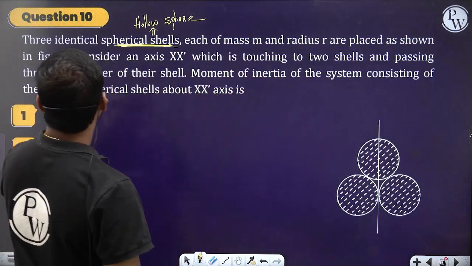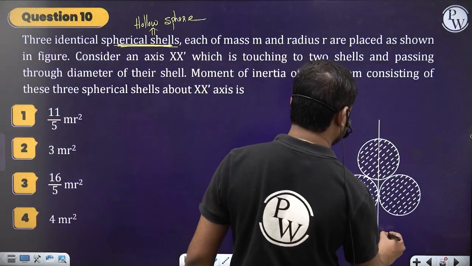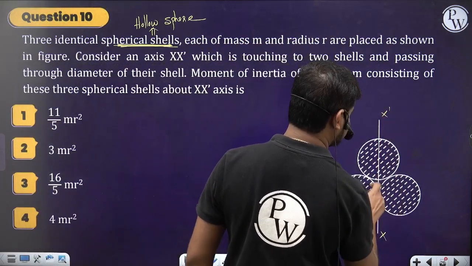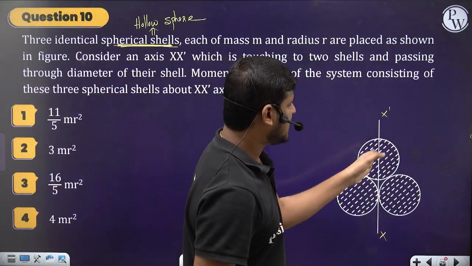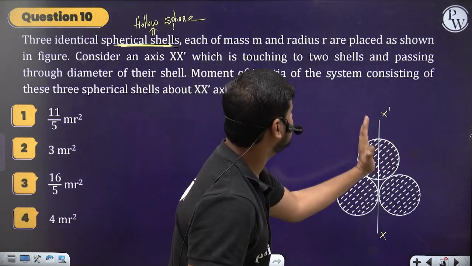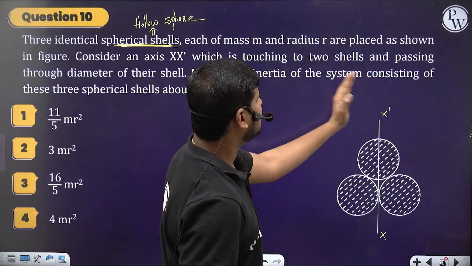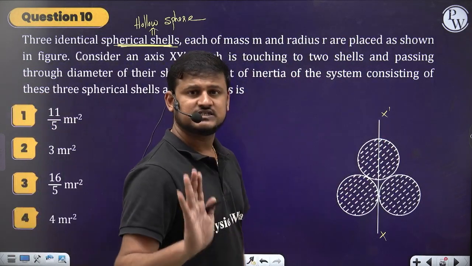Okay, fine. So then consider an axis xx dash which is touching the two shells and passing through the diameter of the shell. See here, passing through the diameter of the shell. So now the moment of inertia of the system consisting of these 3 spherical shells is simple.